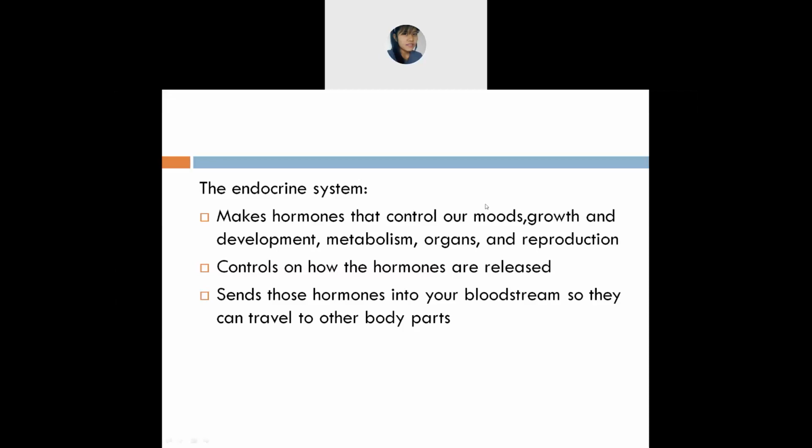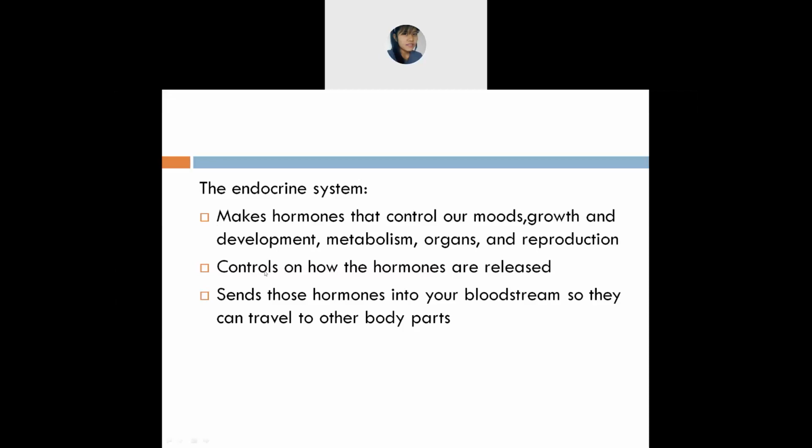All this it controls. Your endocrine system releases hormones, and what will these hormones do? They will control your mood, and it is connected with your growth and development also. Again for the metabolism of your body, for the growth and development of your organs, and they are responsible for your reproductive system also. So this is the first function you can say of the endocrine system.